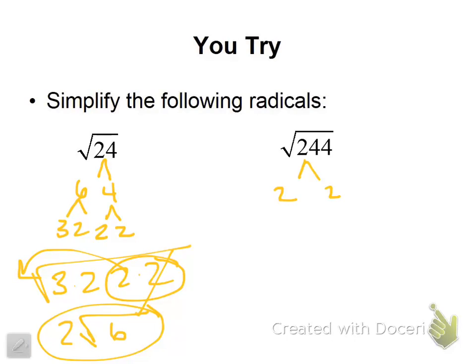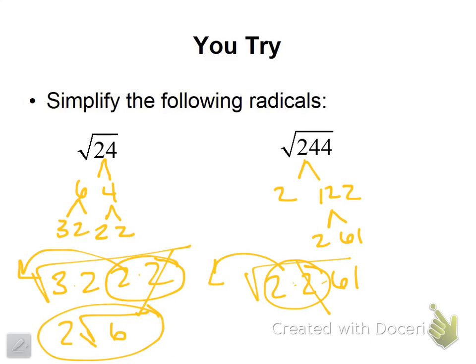Okay, so I know 122. And that's 2 and 61. Okay, and 61 is prime. So 2 times 2 times 61. We got 2 buddies, but one of them dies to get out of jail, so we'll have 2 square root 61.